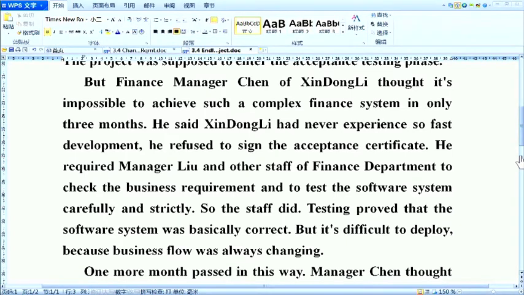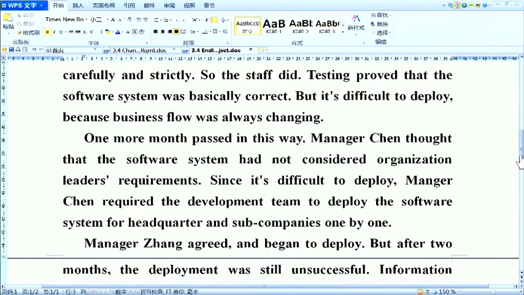He required Manager Liu and other staff of the finance department to check the business requirements and to test the software system carefully and strictly. So the staff did. Testing proved that the software system was basically correct, but it is difficult to deploy because the business flow was always changing. 1 more month passed in this way.